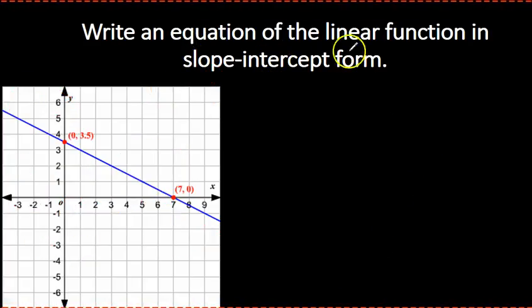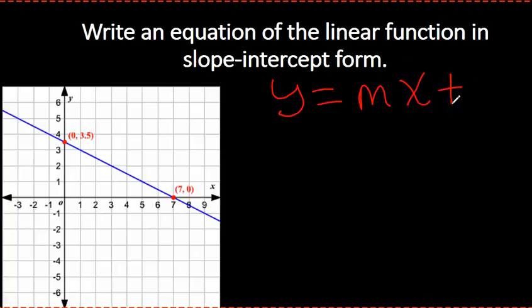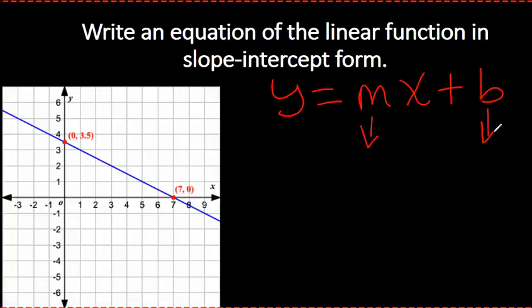Next: write an equation of the linear function in slope-intercept form. To write in slope-intercept form, we just need to write the form first: y equals mx plus b. We need to find the slope and the y-intercept. If we look at the graph, do we know the y-intercept? It is right here, and the y-coordinate at the y-intercept is 3.5. Sorry about that, it's 3.5.